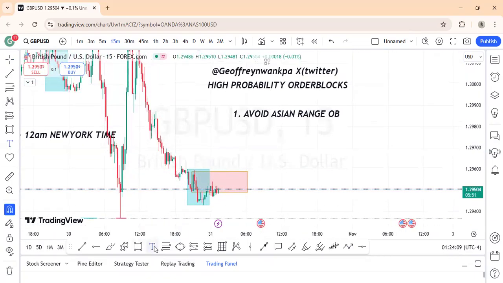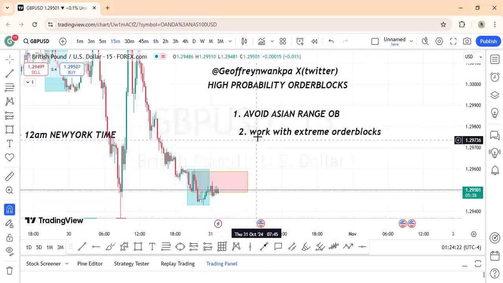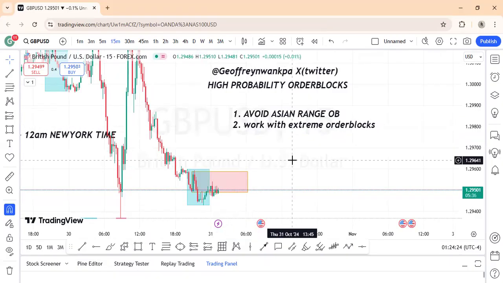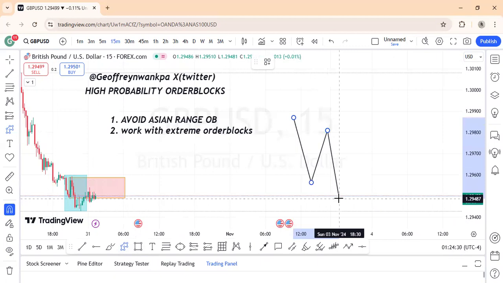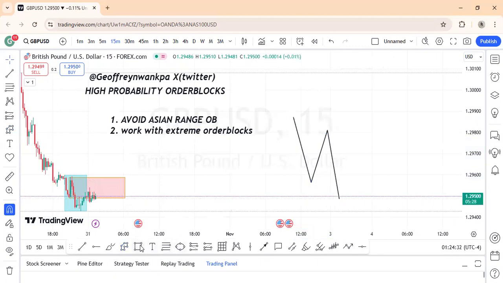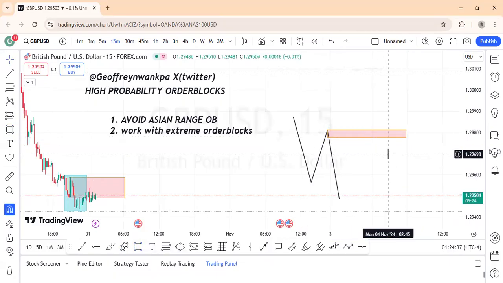Number two, the second thing is that you should work with the extreme order block. What do I mean? When you're in a trading range, you have your lower high, lower low, lower high, lower low. Always work with the extreme order block, which is this one here. The last order block is the one that you should work with.